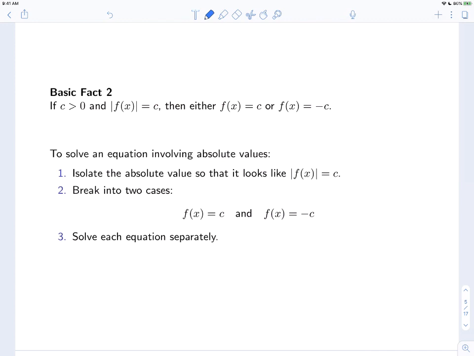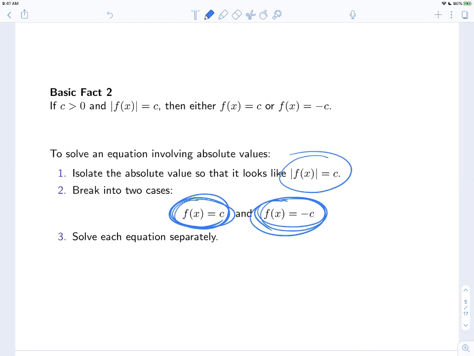To solve an equation involving absolute values, the first thing to do is to isolate the absolute value so that it looks like this: the absolute value of f of x is equal to c. That means that either f of x is equal to c or f of x is equal to -c. Those are the two options. Then you solve for each equation separately, and you'll get some values for x from the first one, and some other values for x from the second one. So you'll have two cases, and you have to solve each one separately.